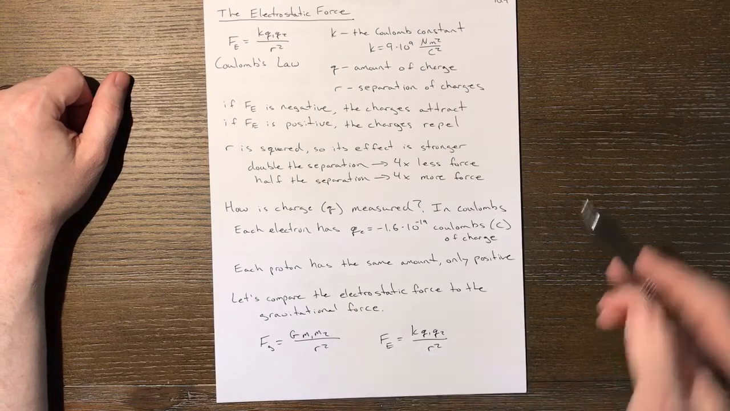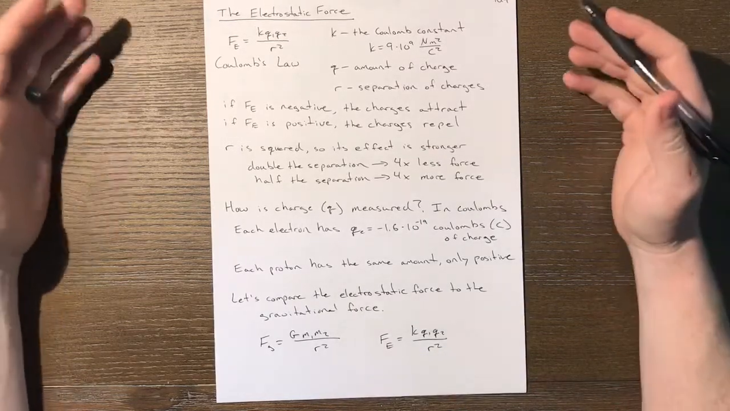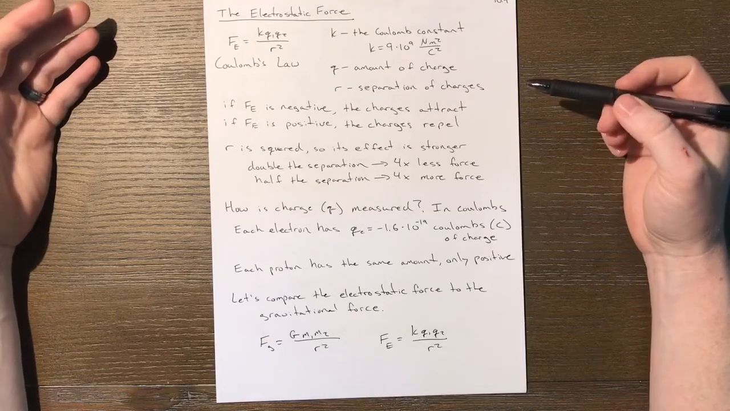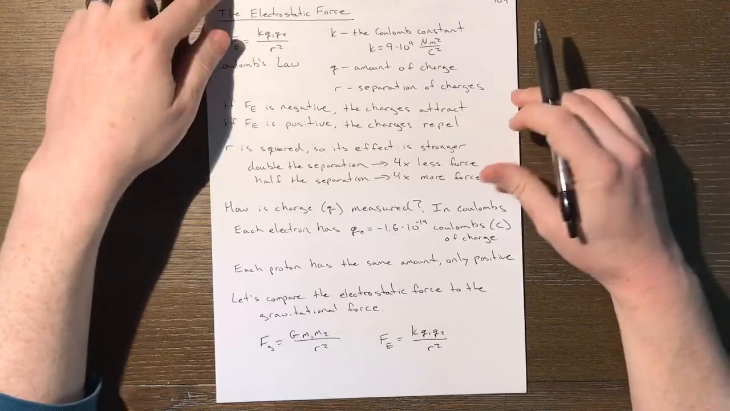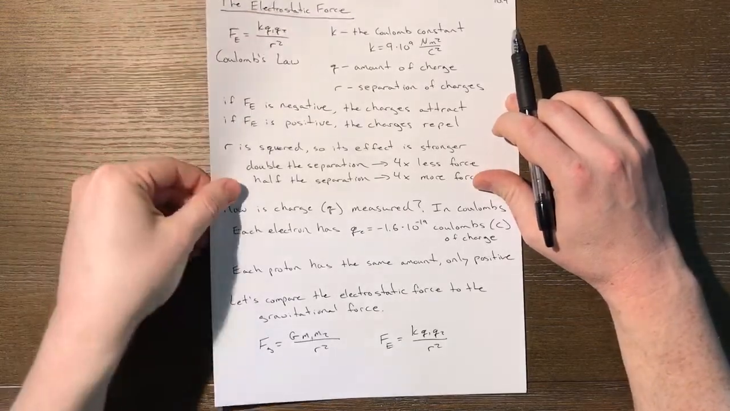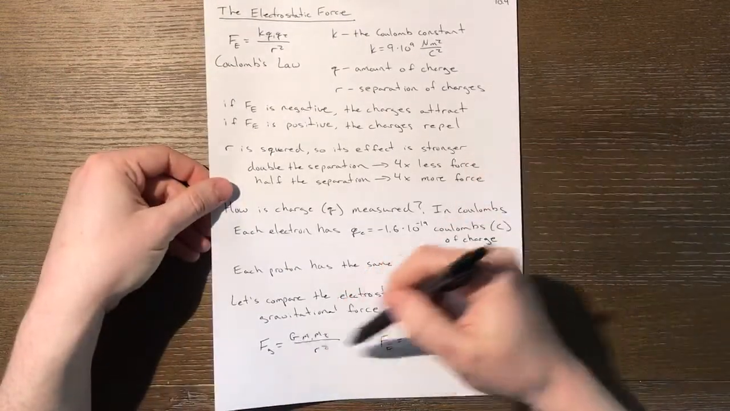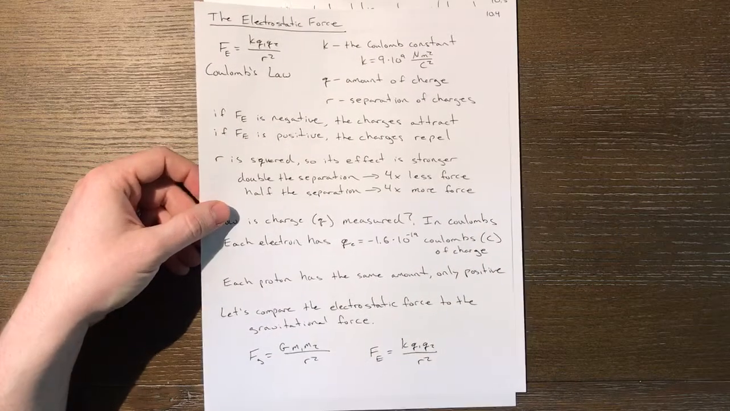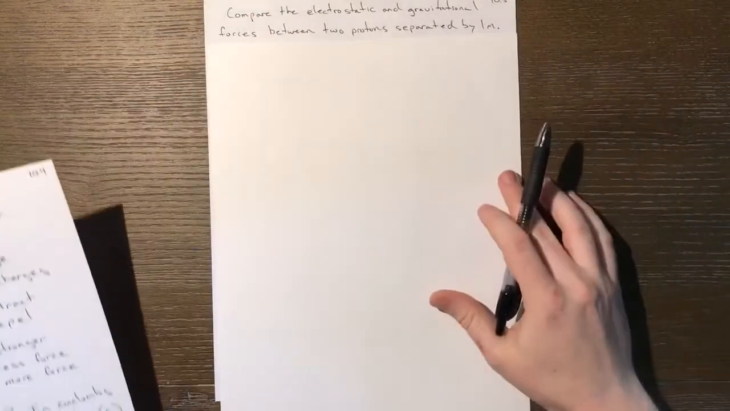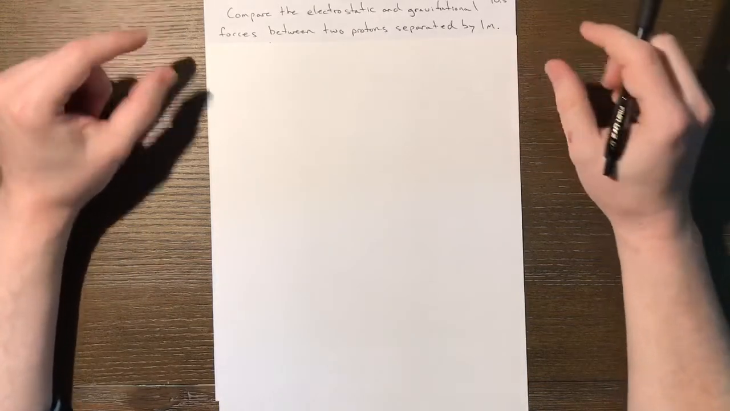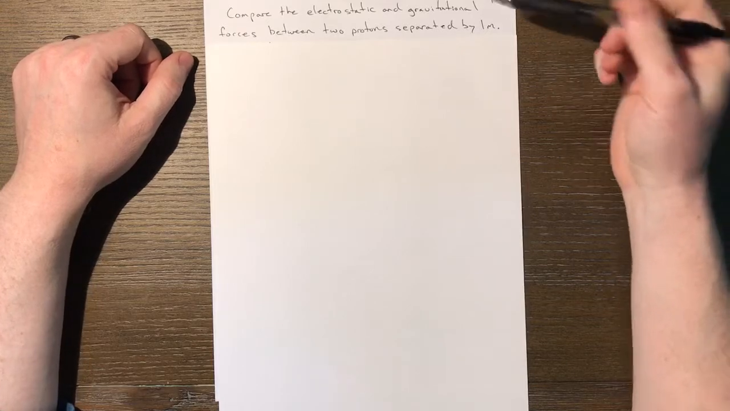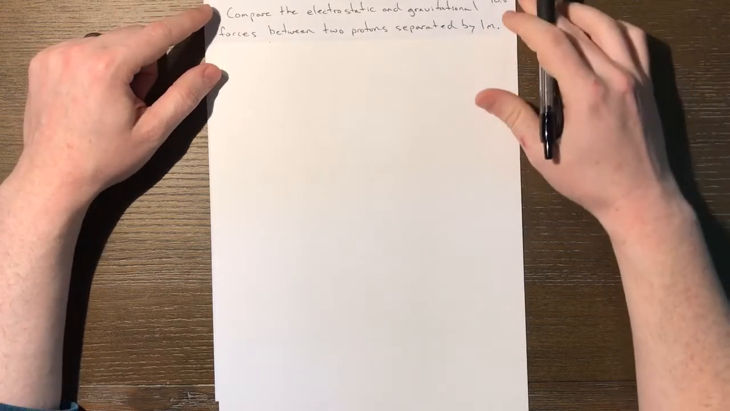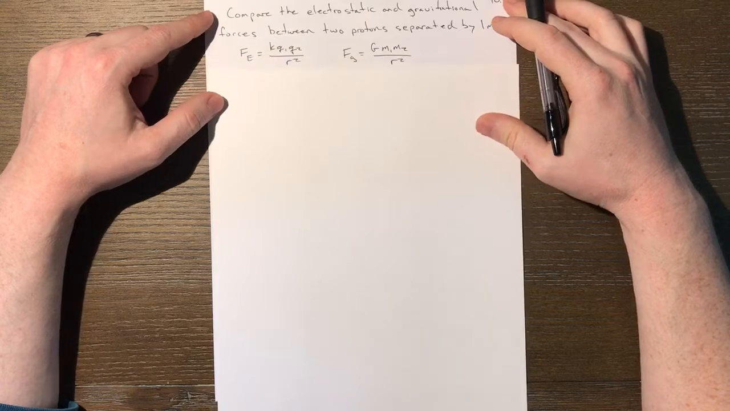It turns out the fundamental forces all have this 1 over r squared dependence, what they call the inverse square law dependence. But let's look now at the relative amount of these. Let's work through just a quick example comparing the electrostatic and gravitational forces. So let's take 2 protons and separate them by 1 meter, and we are going to compare the electrostatic and gravitational forces between those 2 protons.